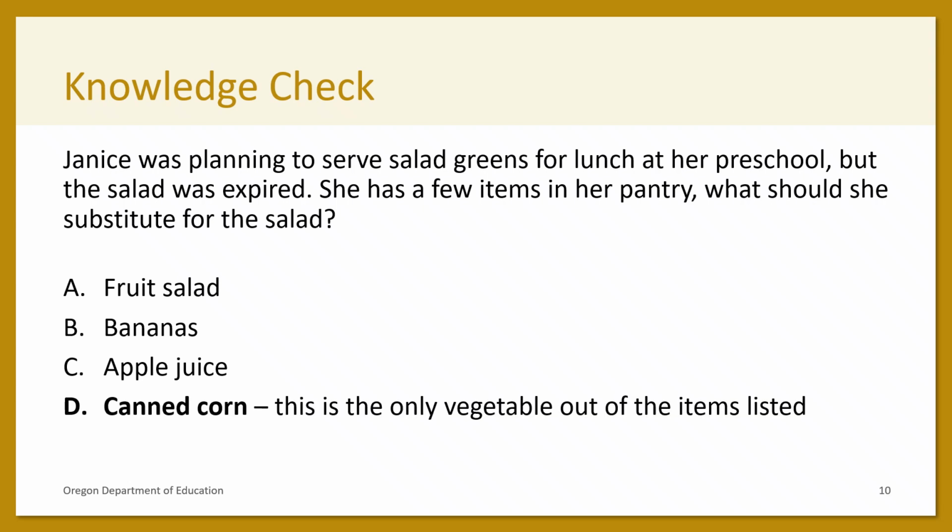The answer is D, canned corn. This is the only vegetable out of the items listed and would be the only item that will result in a complete reimbursable meal.